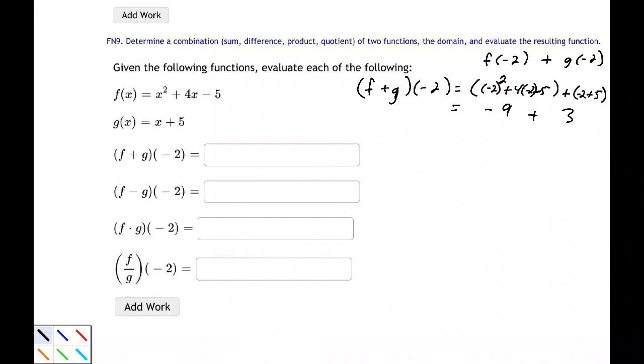I believe that all sounds correct, but I'm still going to use my calculator to evaluate that just to make sure. -2 squared plus 4 times -2 minus 5 is -9, okay, and -2 plus 5 is 3. So I'm going to say -9 plus 3, which is -6.